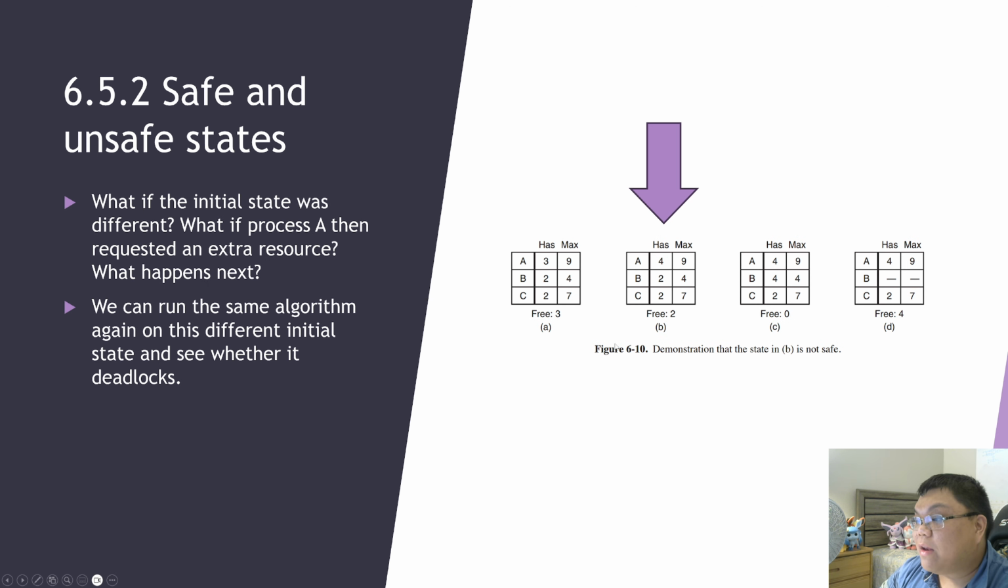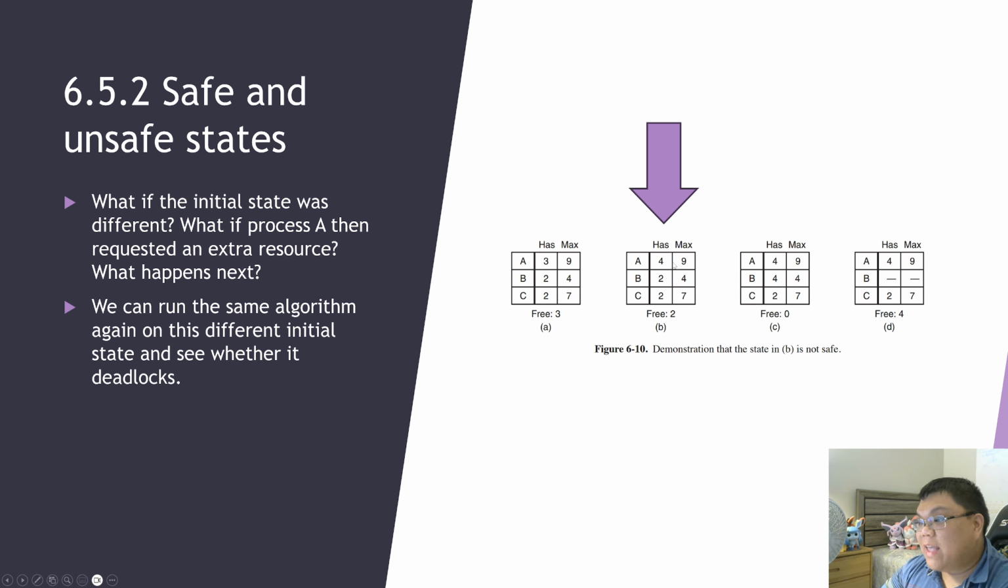So let's see what would happen if instead we had an unsafe state. So this is state B over here. What if process A requested an extra resource? Should we? If process A requested one more resource, then we can do some math to determine how much more of each resource each process needs. So we're gonna pretend to give one resource to process A and then simulate what happens next.